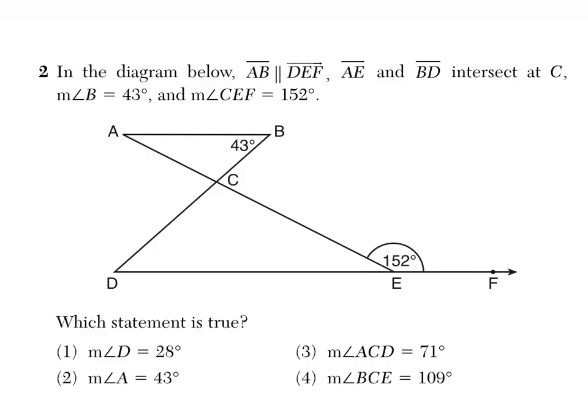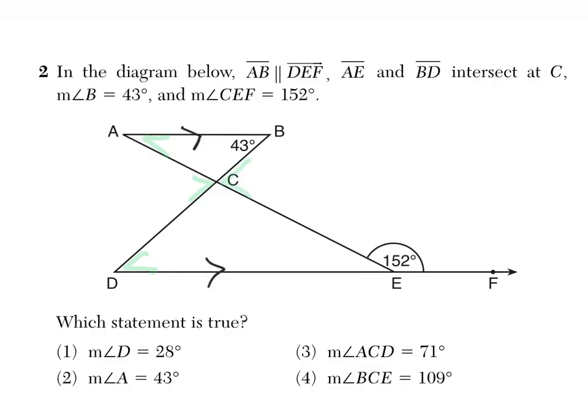Question number 2 says, in the diagram below, AB is parallel to DEF. So before I do anything else, I'm going to simply mark this up to indicate that they're parallel. And it says AE and BD intersect at C. Angle B is 43 degrees. Angle CEF is 152 degrees. Which statement is true? So I notice it's asking us about angle D, angle A, ACD, and BCE. I'm going to mark this up also just so it's clear what we should be highlighting. So we're looking for angle D, which is right here, angle A, angle ACD, and then angle BCE, which is right there.